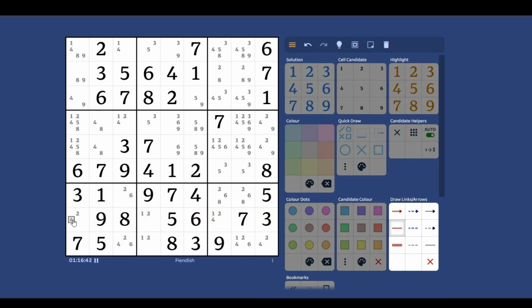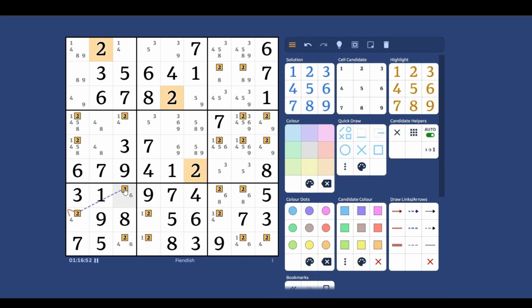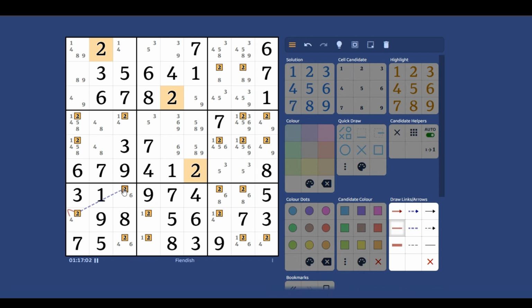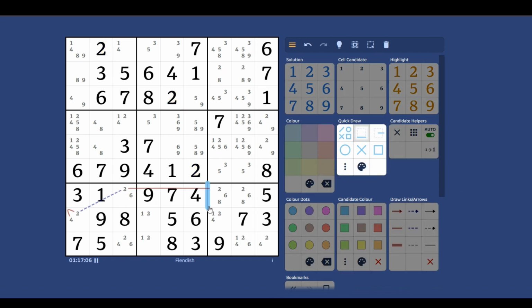So it's a bi-value cell, so we know that it's strongly linked to this 2. And our 2 is weakly linked to this other 2. And if we look at the 2s in that row, we'll notice there isn't a direct strong link between two candidates, but we could say this 2 is strongly linked to this group of 2s, which I'm going to go ahead and draw out in blue here.